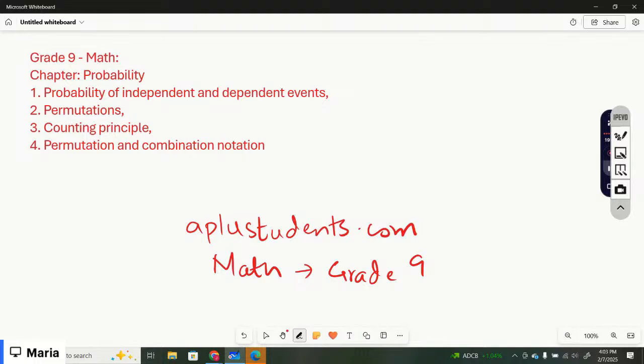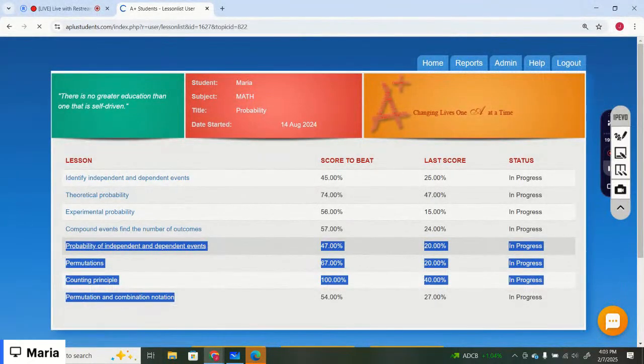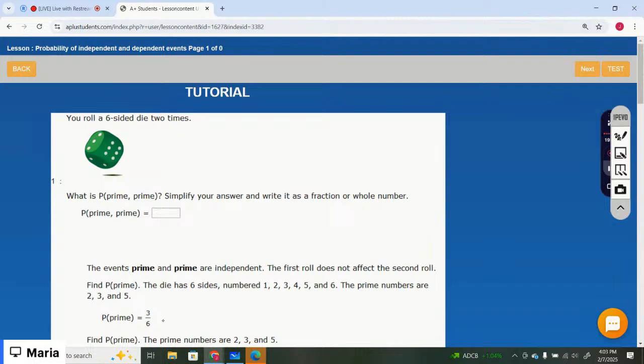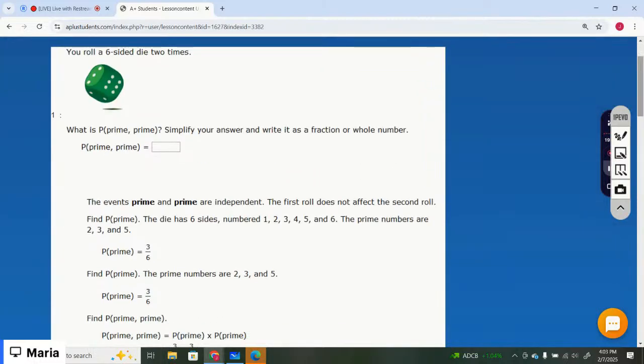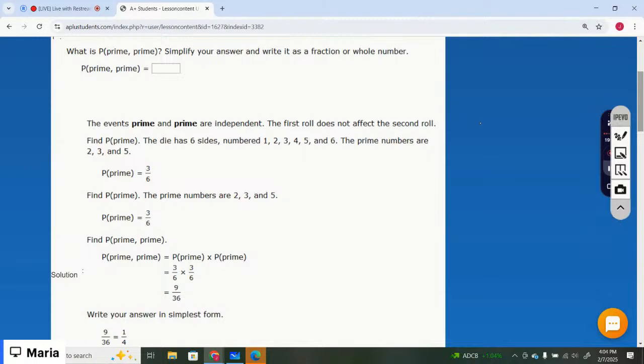Let's just start with the lesson that is probability of independent and dependent events. You roll a six-sided die two times. What is the probability of prime and prime? Like the first time when you roll, the prime number it is, and when you roll for the second time, that is also the prime number. So you have three prime numbers on the dice. They are 1, 3, and 5.